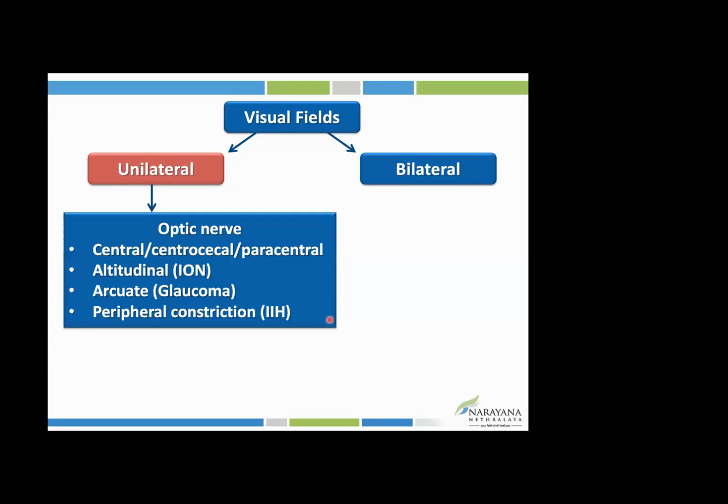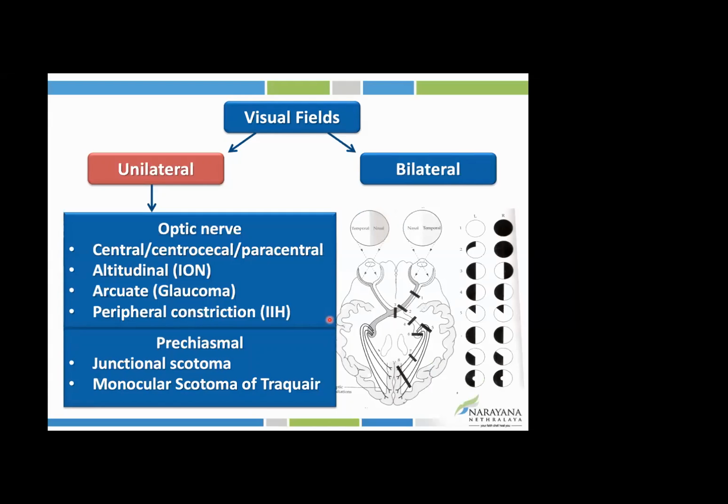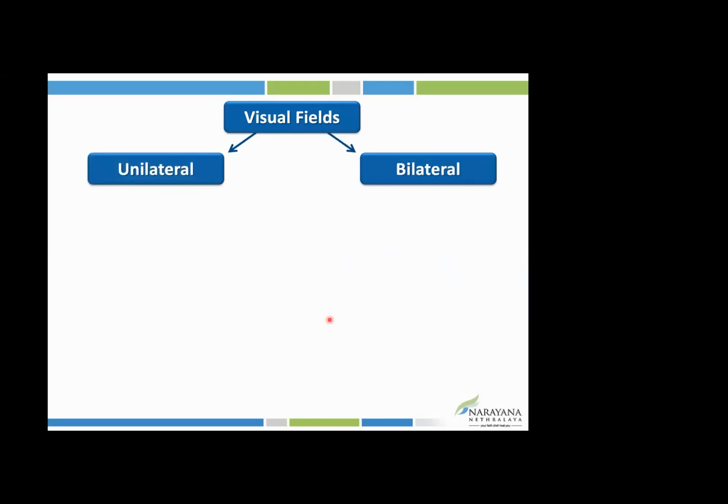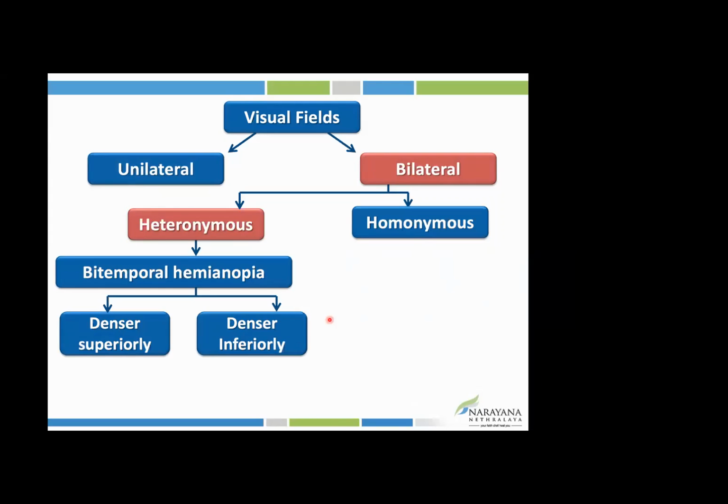You could have a prechiasmal lesion where it's a junctional scotoma, monocular scotoma of Traquair. Like for example, if you notice here, this is position 2, which is prechiasmal, and what you find is one eye affected completely, but the other eye is only in the periphery, for which you should specifically do more of the full field to pick up these scotomas. Bilateral visual field defects could be heteronymous or homonymous. Heteronymous, you know, they are bitemporal hemianopias. If they are denser superiorly, then we are looking at a pituitary adenoma.